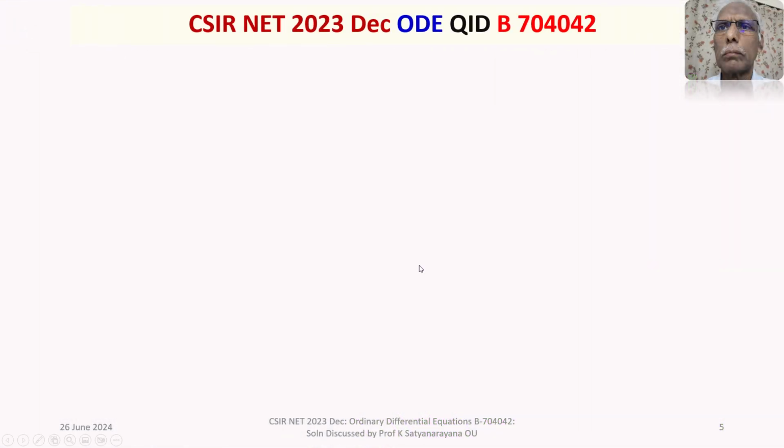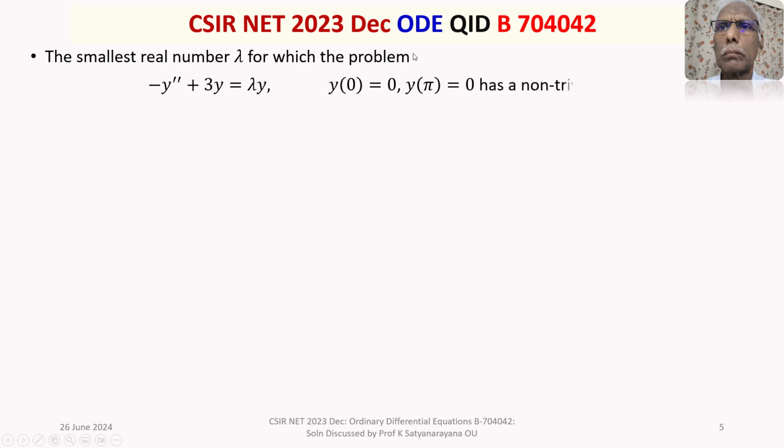The given question is: the smallest real number lambda for which the problem minus y double prime plus 3y equals lambda y, with the given conditions y at 0 is 0 and y at pi is 0, has a non-trivial solution is. We are given 4 options. Let's now discuss the solution of this problem in detail.